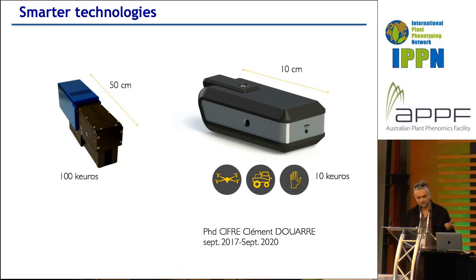Smarter technologies. This is an example of a hyperspectral imaging system. The first ones that were used in the field were more inspired by, I would say, remote sensing: very heavy, very costly. Now you have systems which are a couple of hundred grams, 10 kilo euro, and you can embed them on UAVs, small robots, or even under them. This is a new camera that we developed with my new PhD student, Clément.